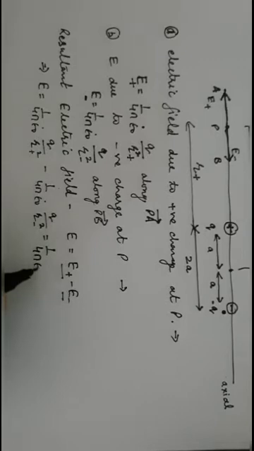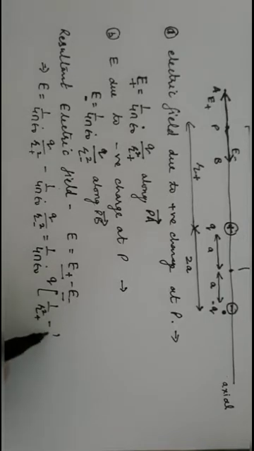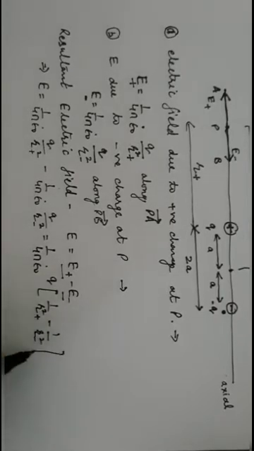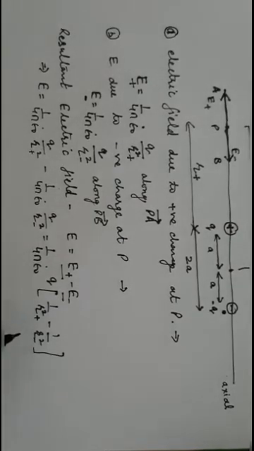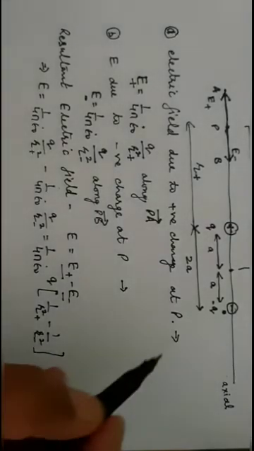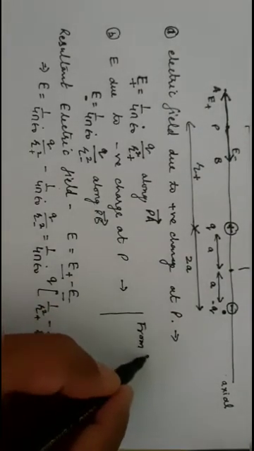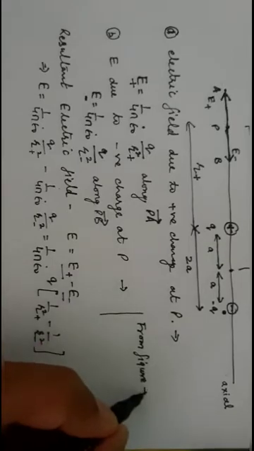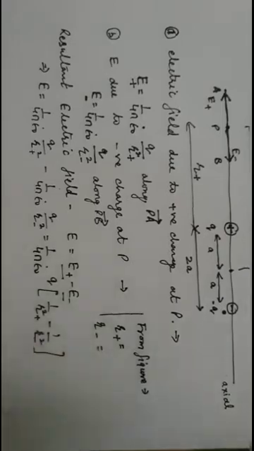Taking common, now we put the value of E R positive and R negative in terms of small r and dipole distance. From the figure, now what is R positive and R negative?